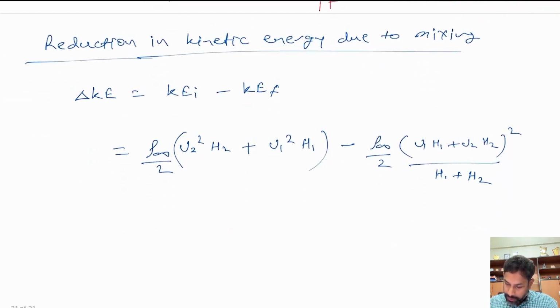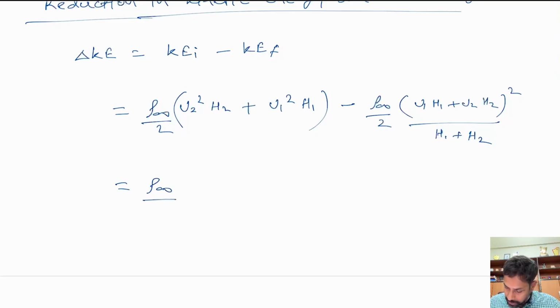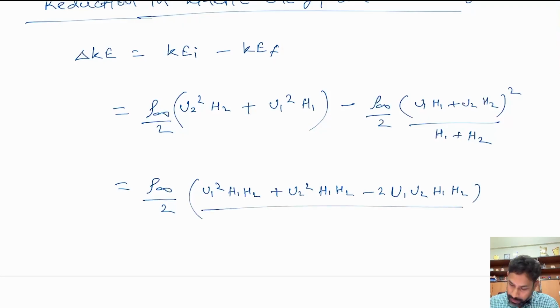All right, so this will eventually give us rho infinity over 2. If we do the complete expansion, we should get this term as u1 square h1 h2 plus u2 square h1 h2 minus 2 u1 u2 h1 h2 over h1 plus h2.